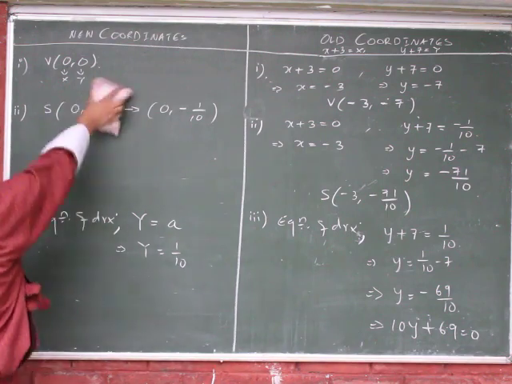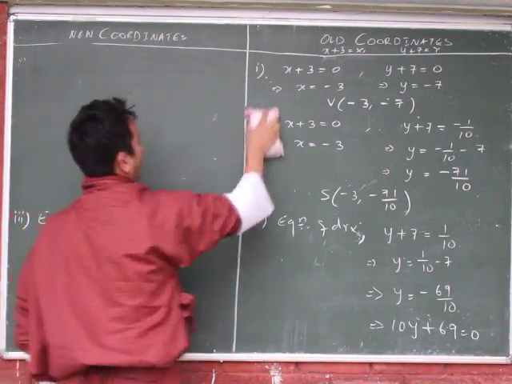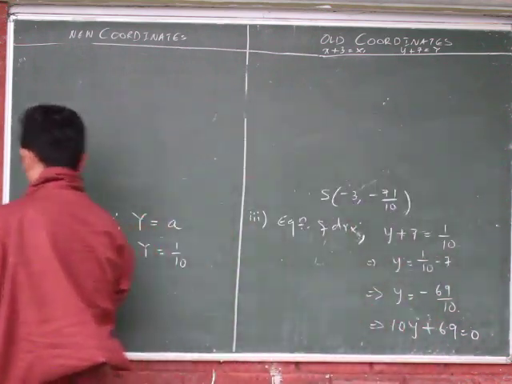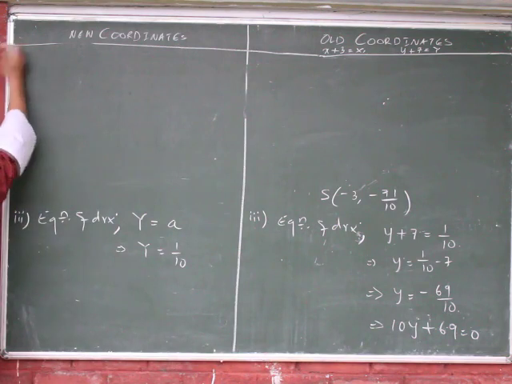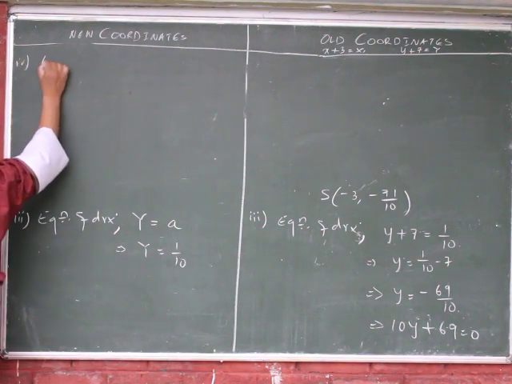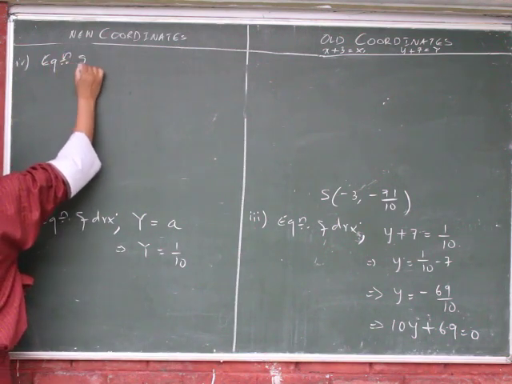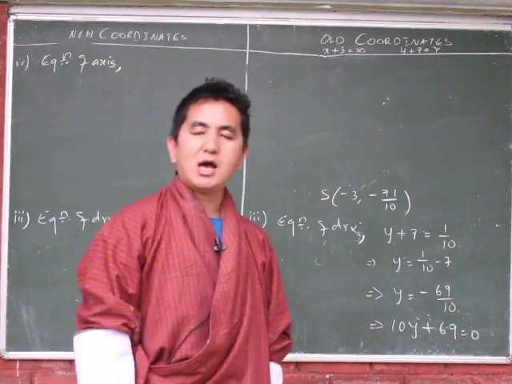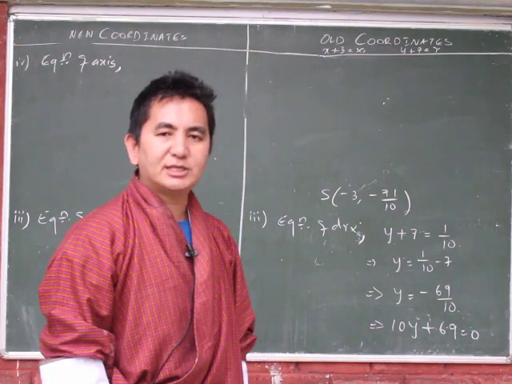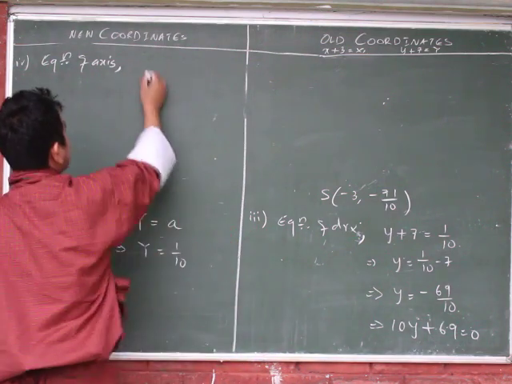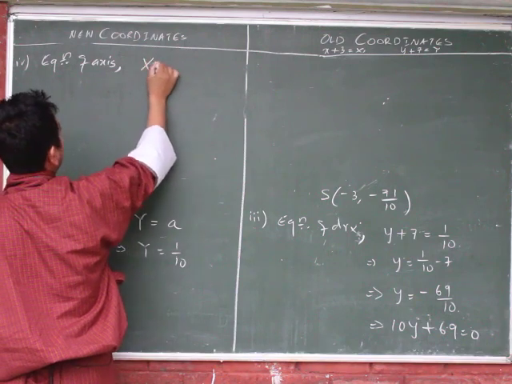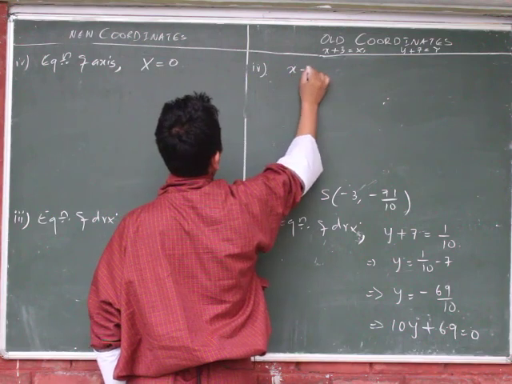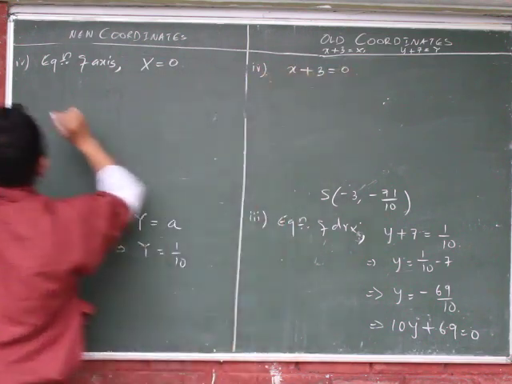Now next, what do we need? We need equation of axis. Equation of axis. Now number 4. Equation of axis. This is concave down parabola. Parabola lies on y-axis. So what should be equation of axis? It does not lie on x-axis. Capital X is equal to 0. That means number 4 equation of axis is x plus 3 is equal to 0.